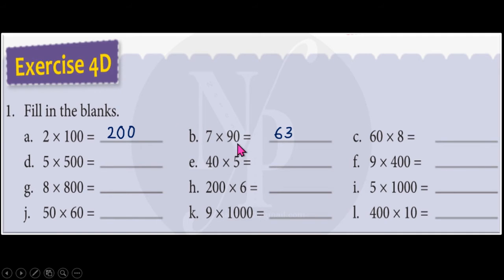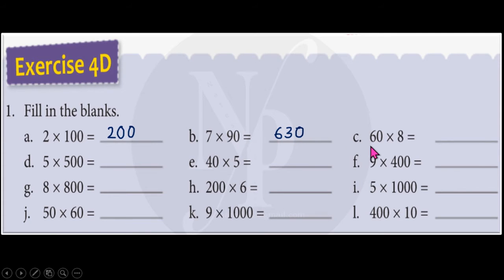In the first number there are no zeros, only in the second number there is one zero. So we should write 1 zero towards the right of the number we have written in the answer. That is, 7 into 90 is equal to 630, which is the answer, or this is also called the product. 630 is the product and 7 and 90 are called the factors of 630.